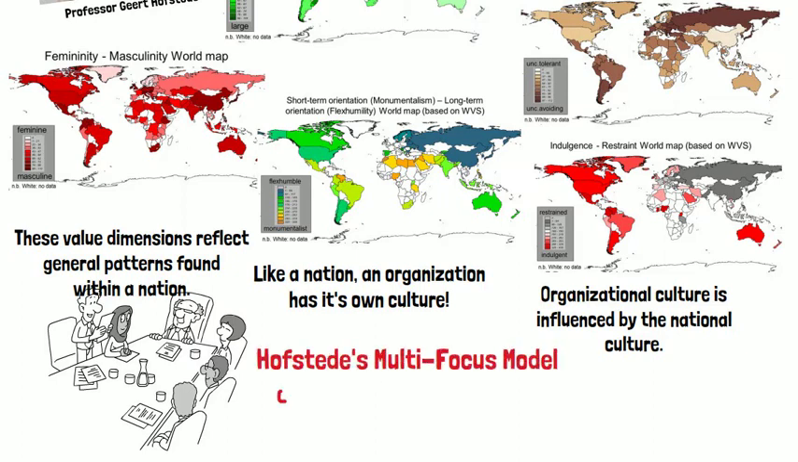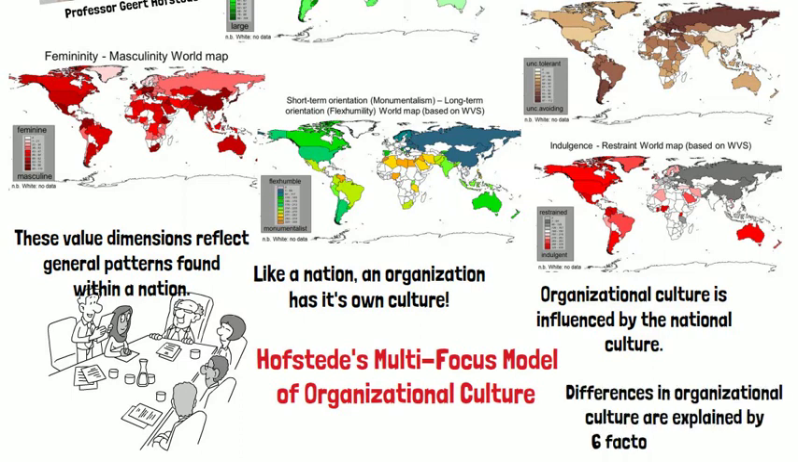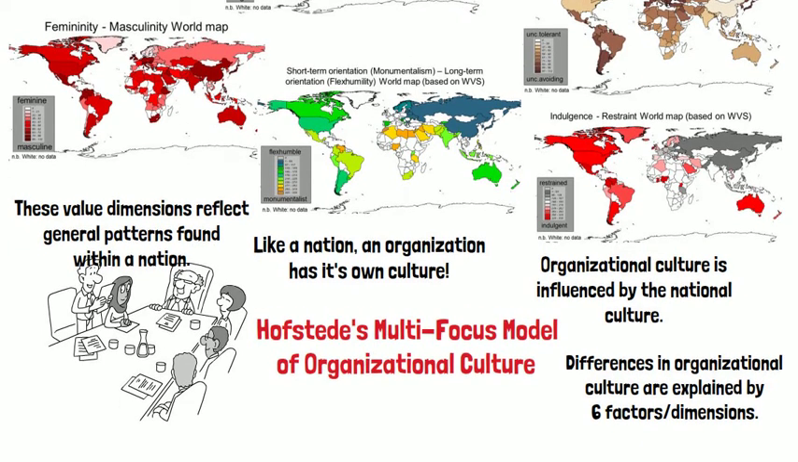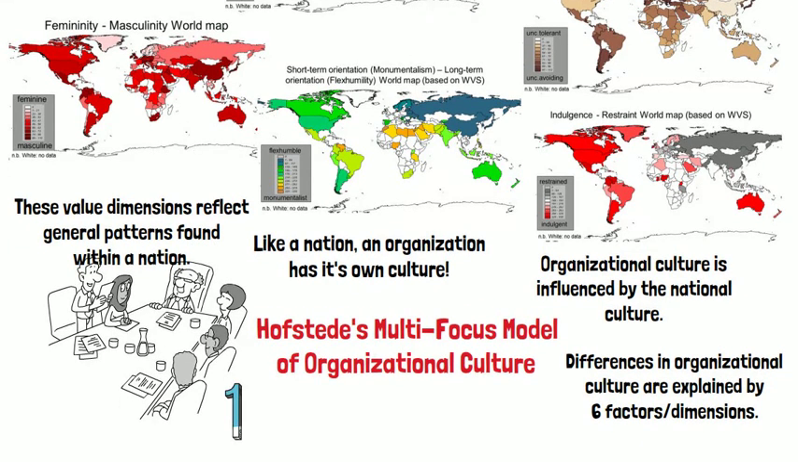So Hofstede's multi-focus model of organizational culture looks at six factors or dimensions that identify differences in organizational culture. So let's go ahead and look at these six dimensions.